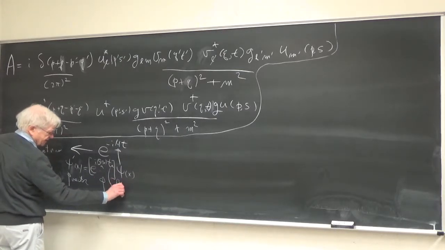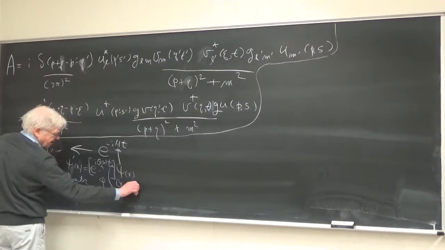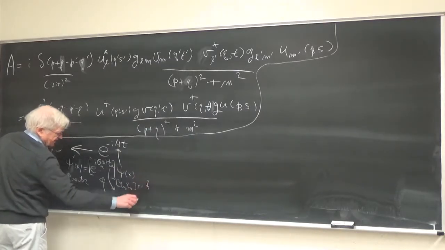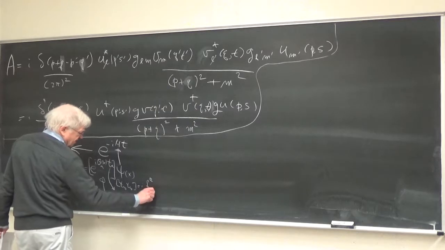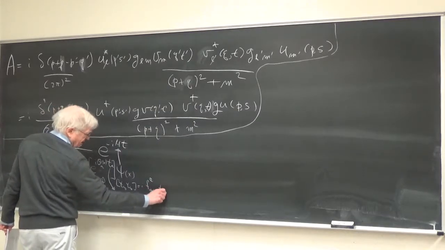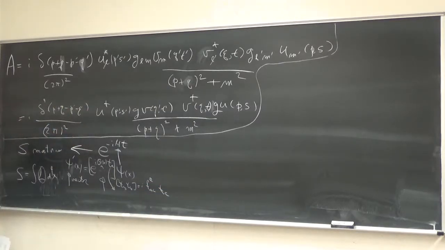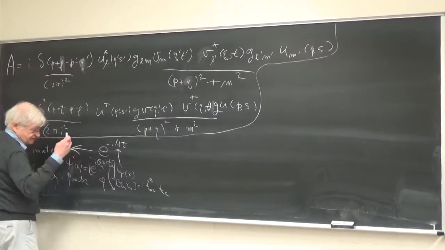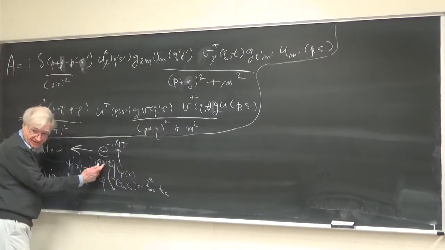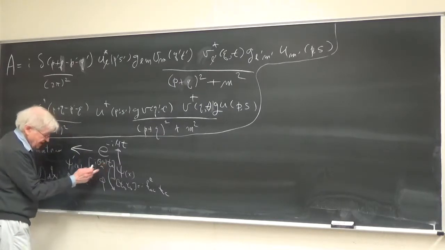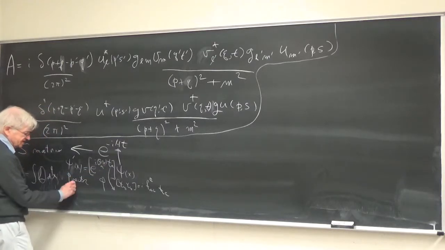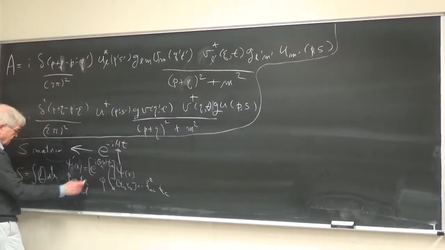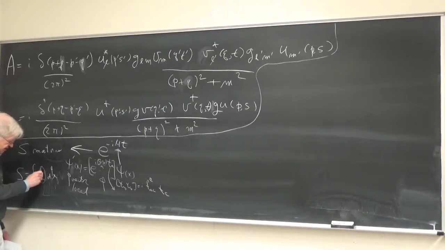So you have, for example, [T_a, T_b] is i f^c_ab T_c in general. And theta are parameters, or angles of rotation, or transformation, that depend on the space-time variable x. This is said to be a local symmetry. Under the local symmetry, L is invariant. This is L of x.